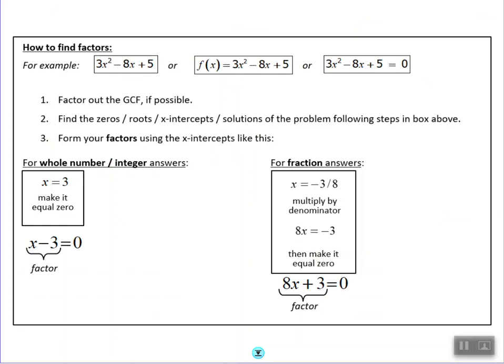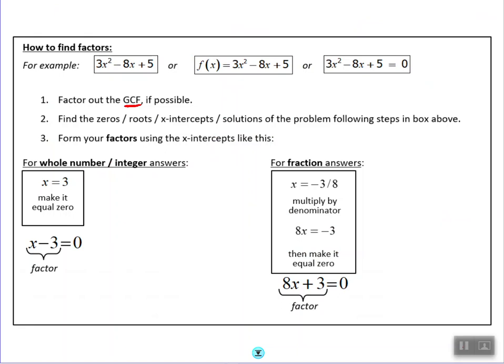To find factors, the first thing you want to do is factor out a GCF if possible. Remember that GCF stands for greatest common factor. So you want to look and see, can you divide all of the terms by something other than 1? Then you're going to find the roots, zeros, x-intercept solutions like we just did in the problems above. Then you need to do a little bit of algebra to find your factors.